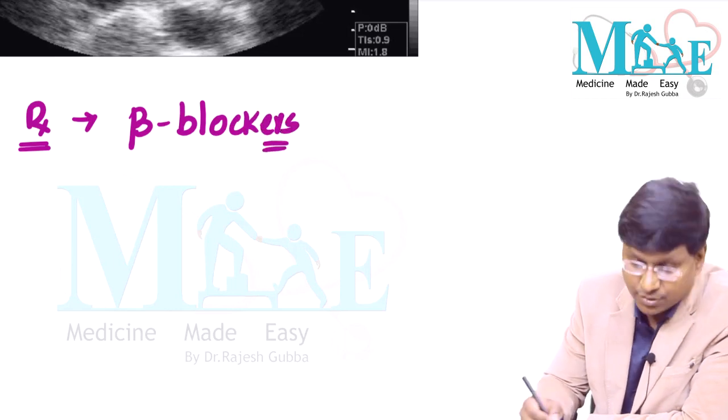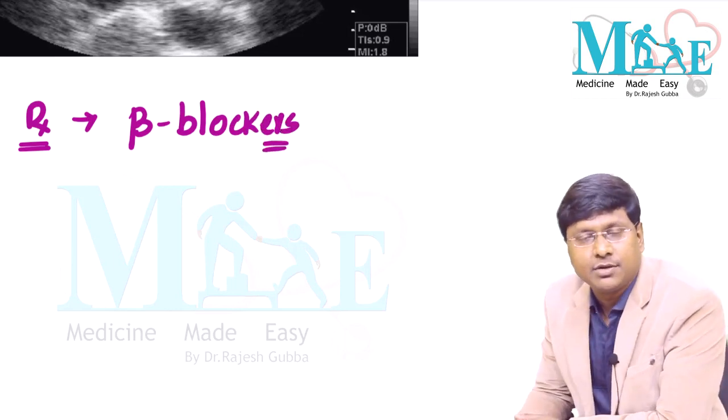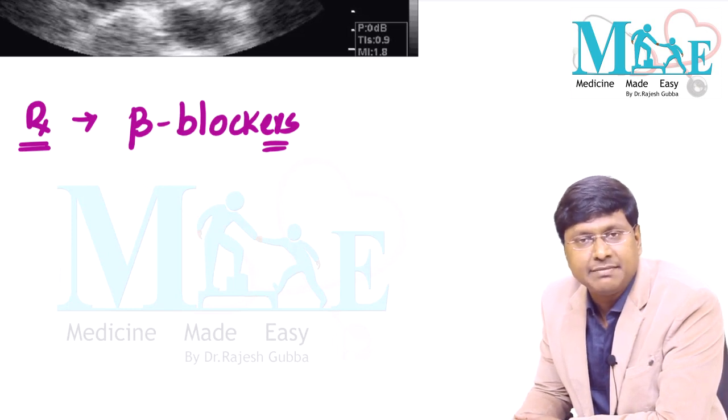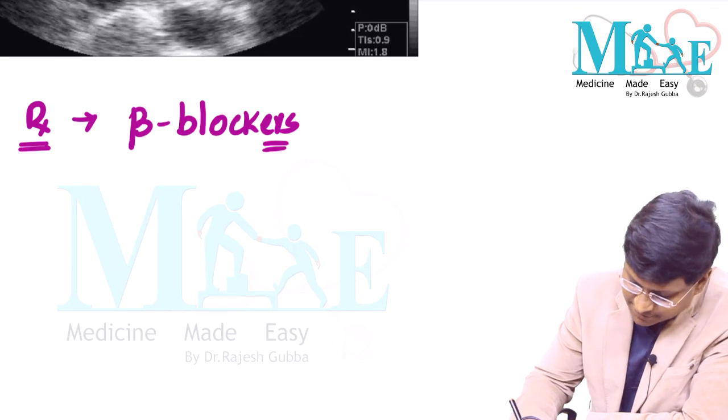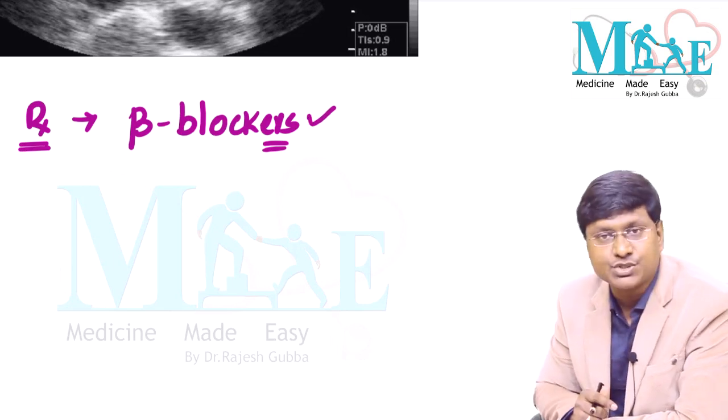So why do you want to give beta blockers? First you should know why they are having palpitations. They are having palpitations because of ventricular premature beats. So you suppress the ventricular premature beats with beta blockers and the palpitations will reduce.